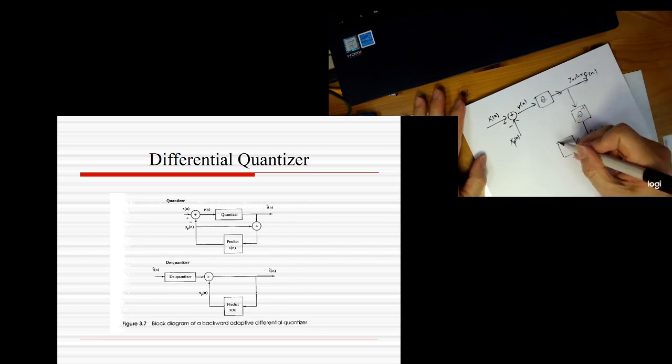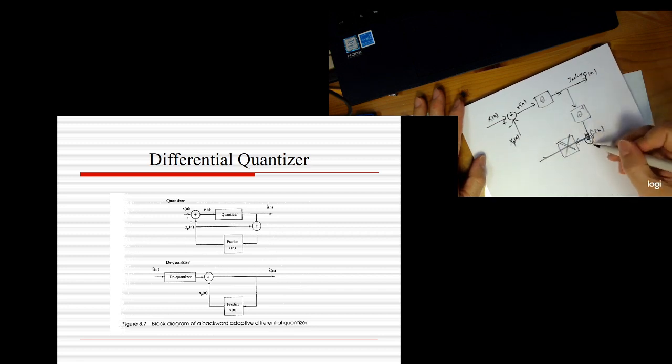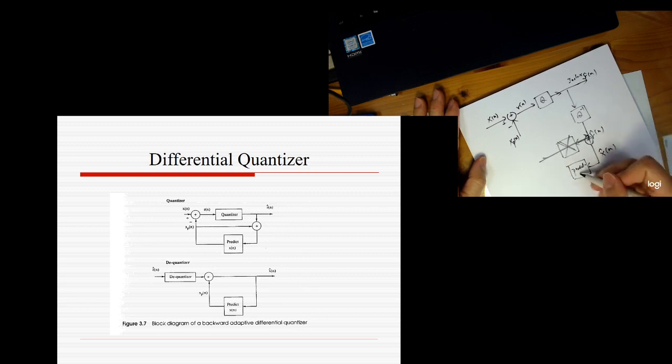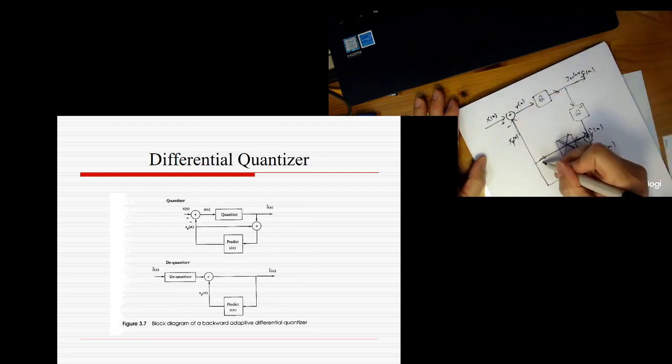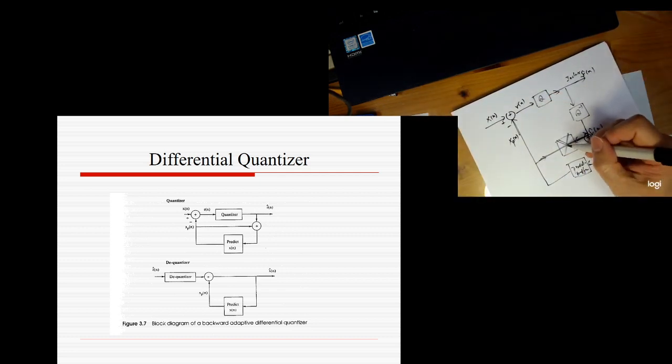Okay, I forgot something here. One more: you have to do the summation here. You have to do the summation here. So this one will be the summation back, and we get S hat of n. This one is then used to do the prediction. It looks like a buffer, and then they do the prediction and the next sample comes in. Also, you can see this one has a feedback here.